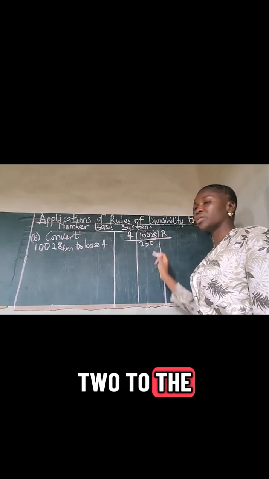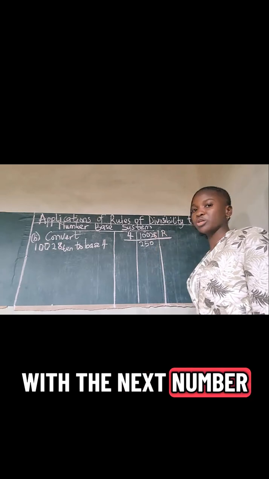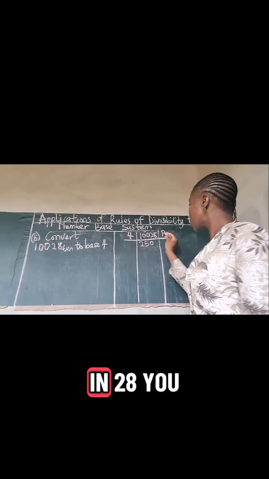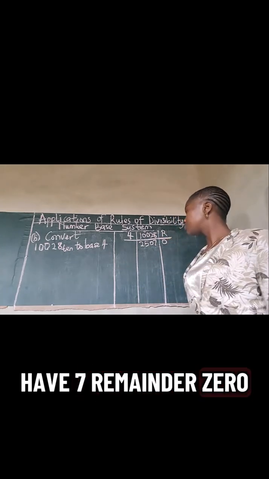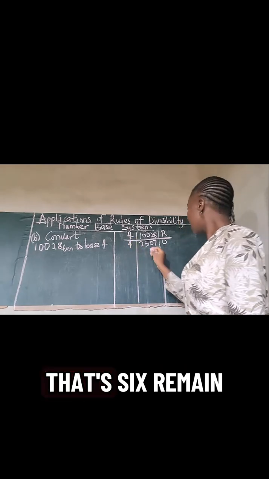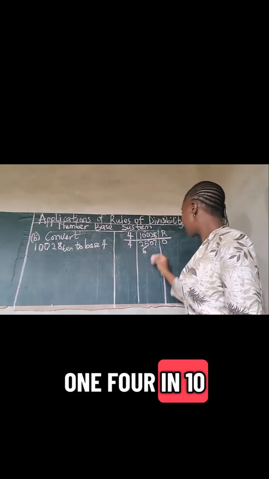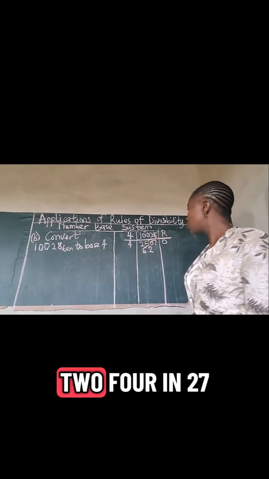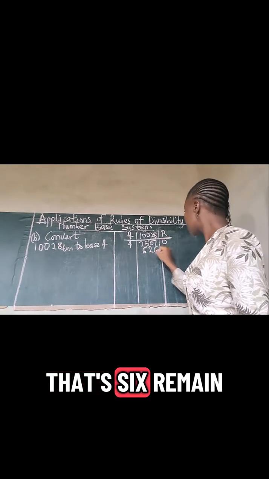So take the 2 to the other. Join the 2 with the next number. So you have 28. 4 in 28, you have 7, remainder 0. 4 in 25, that's 6, remainder 1. 4 in 10, that's 2, remainder 2. 4 in 27, that's 6, remainder 3.